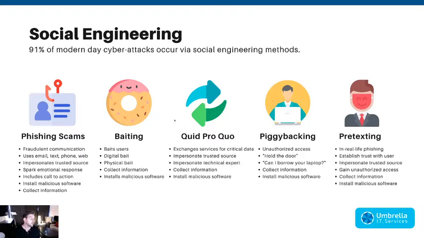So the next thing we're going to talk about quickly is quid pro quo. So again, this is another kind of interesting way that people collect data. So they exchange services for critical data. So again, I'll give you 50 bucks, you give me some data. They can impersonate a trusted source.